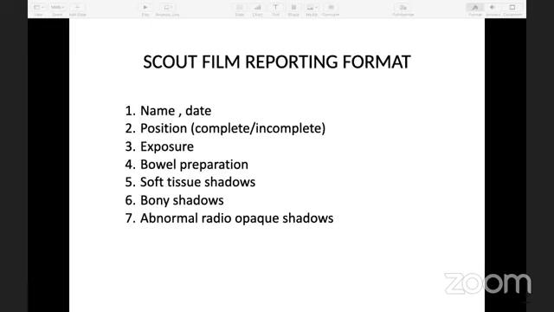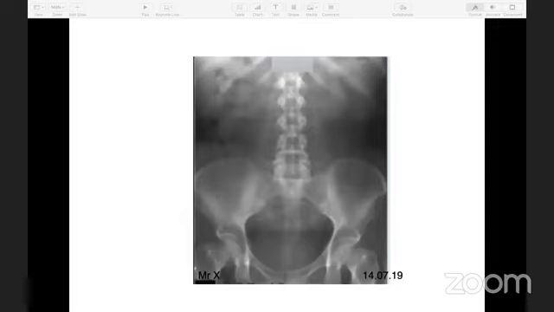The scout film should be reported with the name, date, position, exposure, bowel preparation, soft tissue shadows, bony shadows, and abnormal radiopaque shadows. Now for a sample, I am showing you one X-ray KUB, and this is how you should report it.